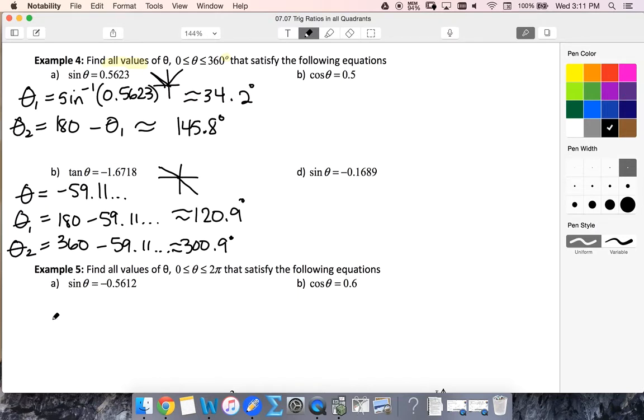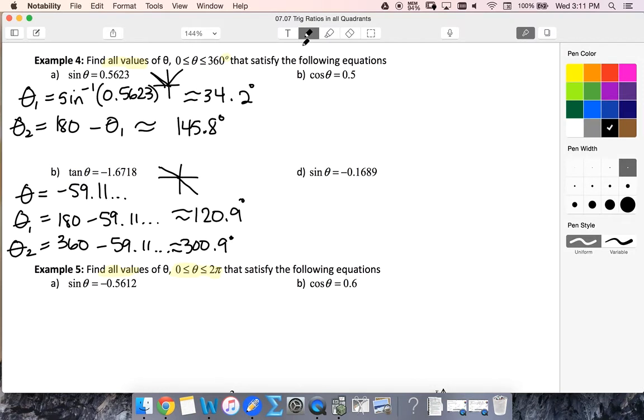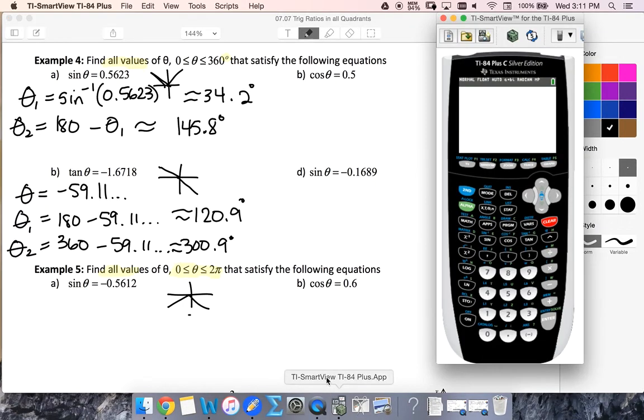I'm going to come down here to example 5 and show you that now we want, again, all values from 0 to 2 pi. That tells me I'm in radians mode. So as soon as I see that, I'm coming to my calculator mode and coming down to radian. Okay, so sine is negative. Sine is negative where my y values are negative, so here and here. But I want positive radians for my solution.